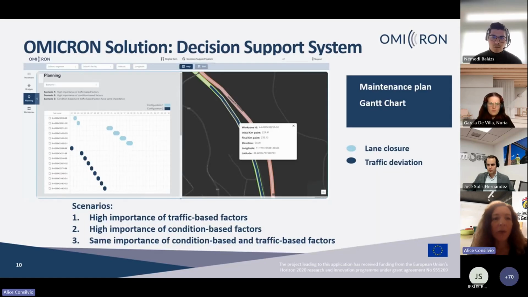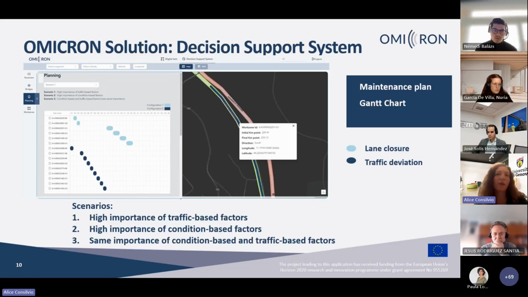Regarding the platform, as you can see in this image, we can show the infrastructure manager the maintenance plan as a Gantt chart with different colors that highlight the type of work zone, if it is a lane closure or a traffic deviation. We can also see in the map the details about the work zones, such as work zone ID, the starting and final kilometric point, the direction, and the position.